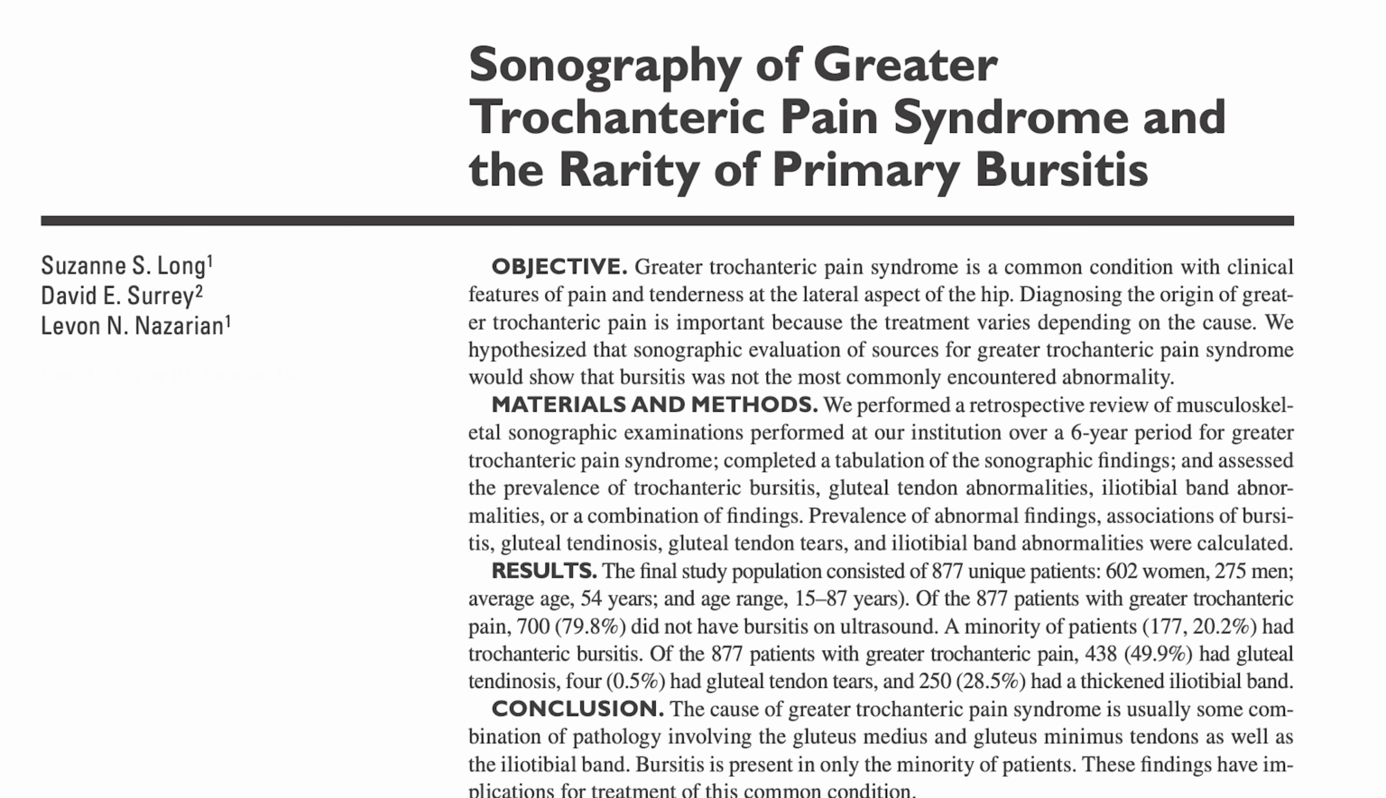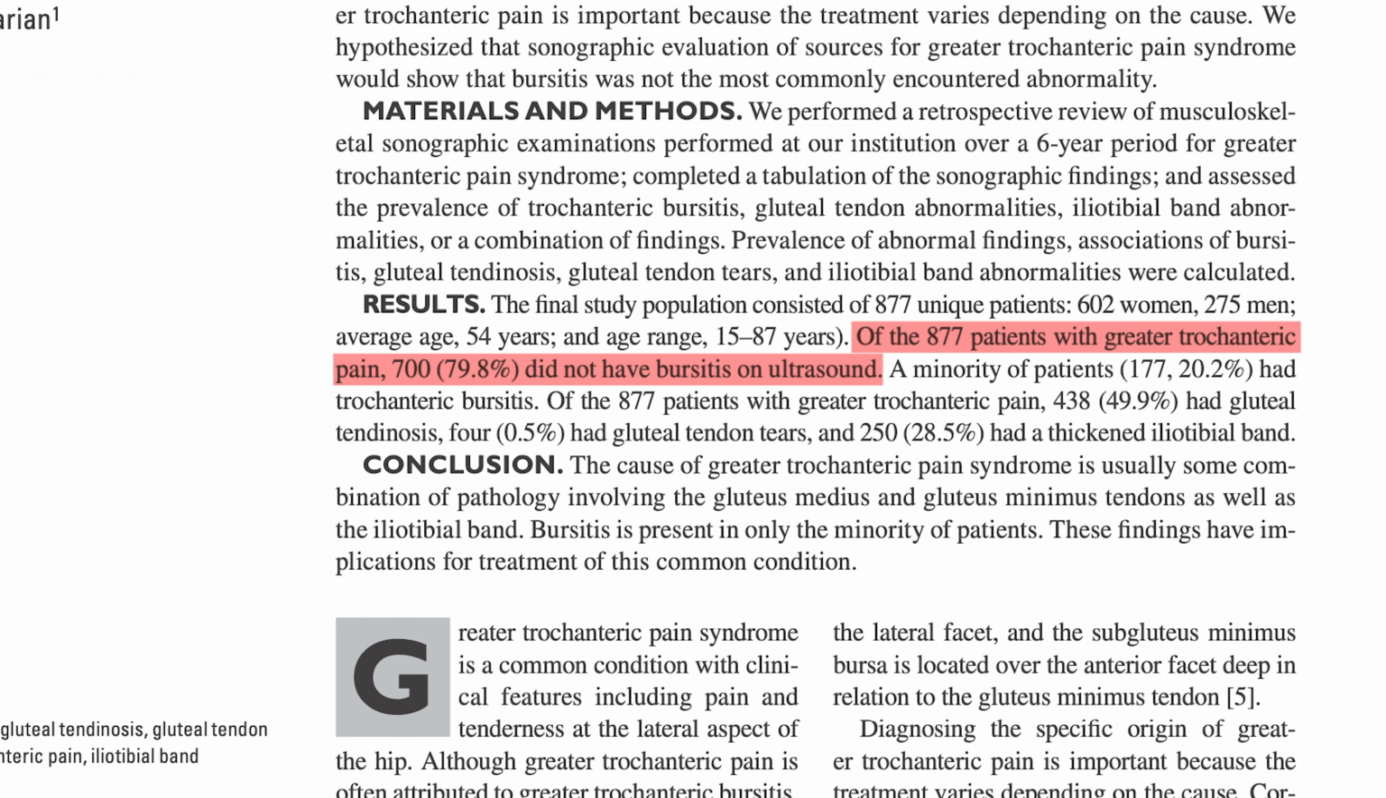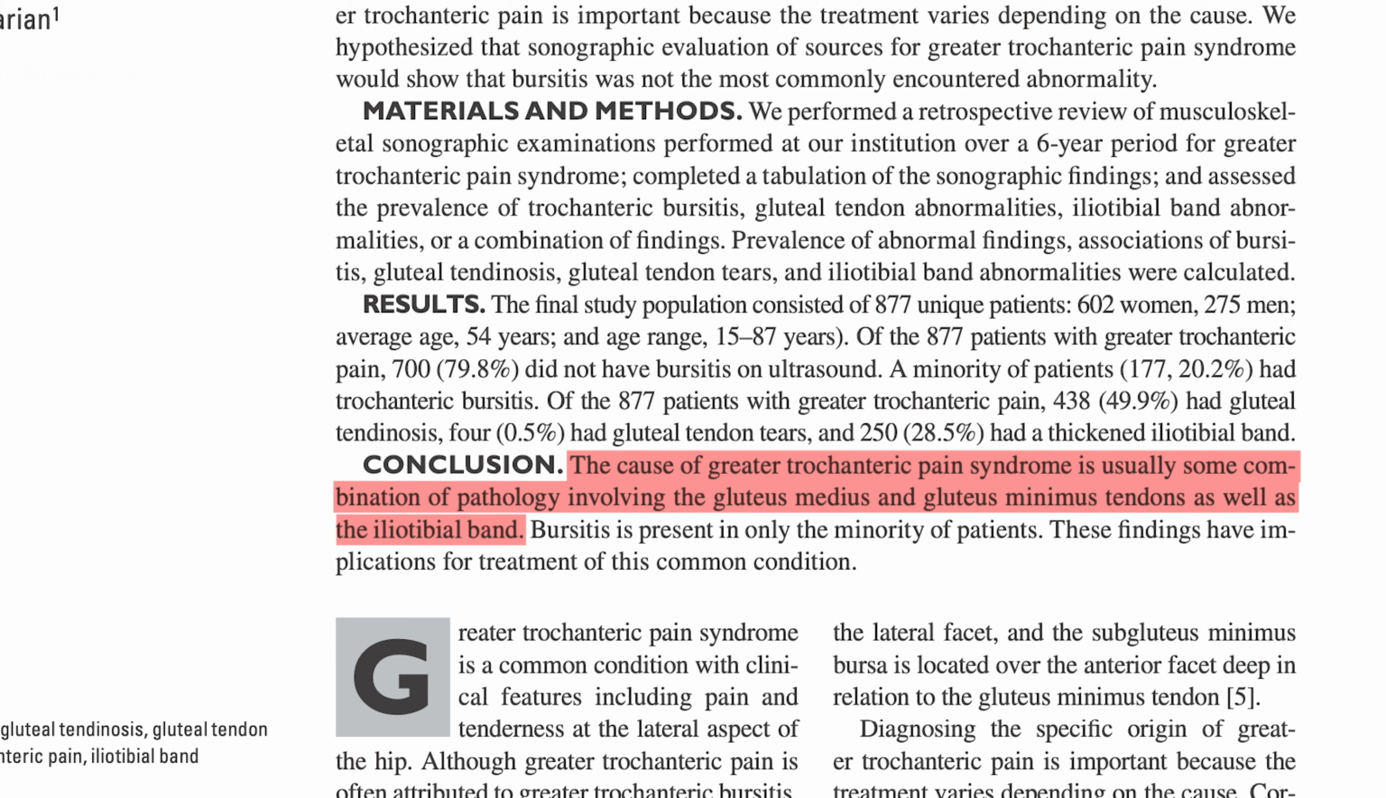Finally, Long et al. in 2013 retrospectively reviewed musculoskeletal sonographic examinations performed at their institution over a 6-year period for greater trochanteric pain syndrome, and found that 80% of patients did not have bursitis on ultrasound. They concluded that the cause of greater trochanteric pain syndrome is usually some combination of pathology involving the gluteus medius and gluteus minimus tendons, as well as the iliotibial band.